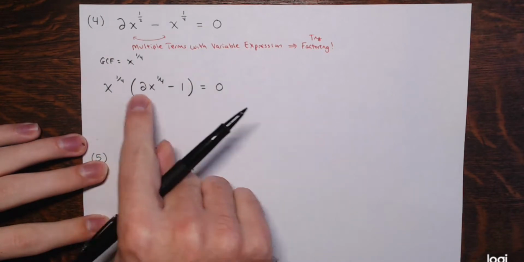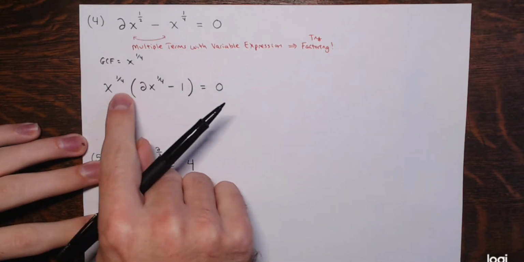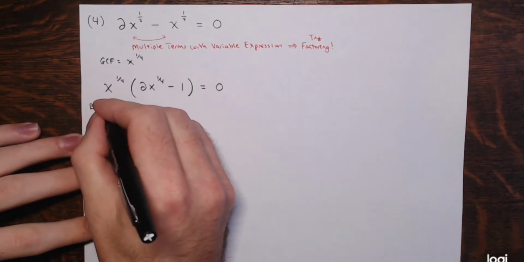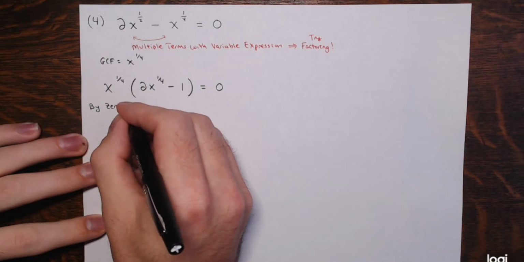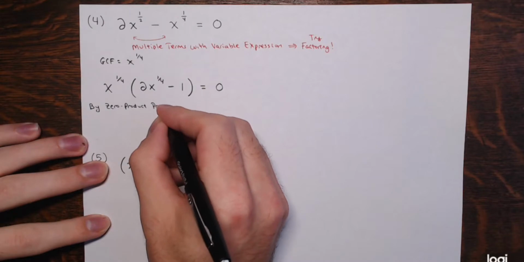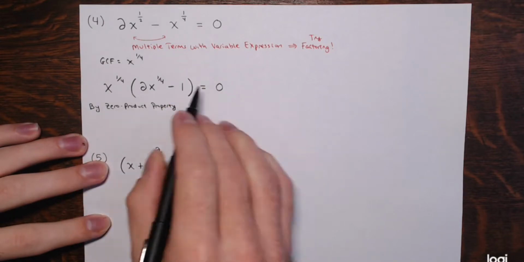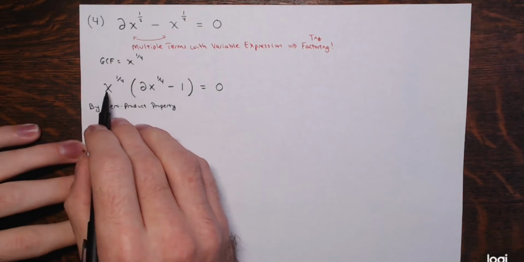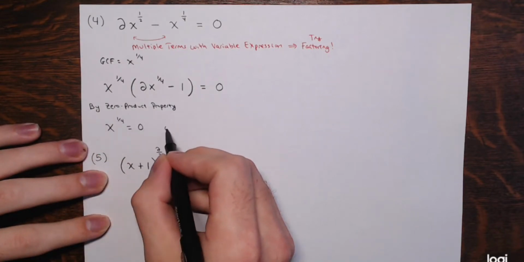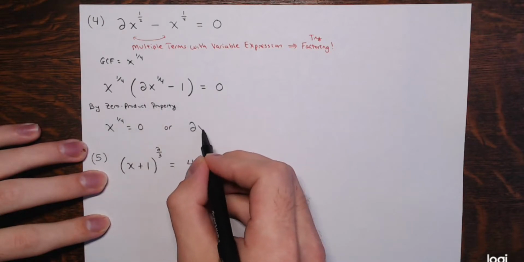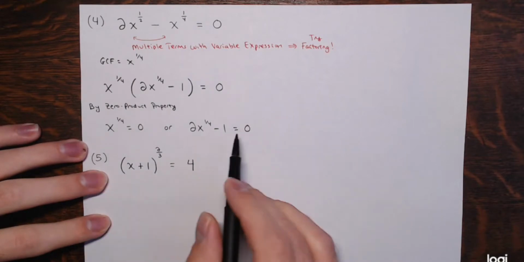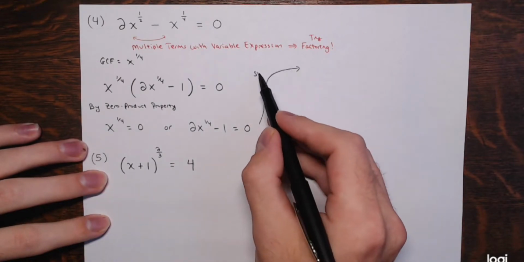All right, and now I have a product, multiplication here, equal to 0. So by the zero product property, the only way a product of real numbers is going to be equal to 0 is if one of the factors is 0. So either x to the 1/4 equals 0, or this other factor, 2x to the 1/4 minus 1, equals 0. And then we're solving each of these, which I'll go over here and do.